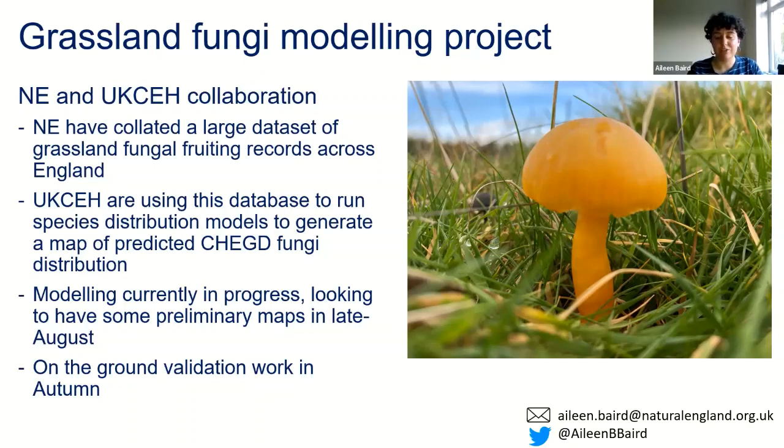The idea being to generate a predictive model in a map form of where the distribution of grassland fungi may be across England and the UK more widely. The idea being that where we have patchy records or some recorder bias, we may be able to use this as a tool to predict where we might have really high diversity of grassland fungi, and so where we might need to be looking more carefully for these types of habitats and potentially requesting surveys before trees are planted.